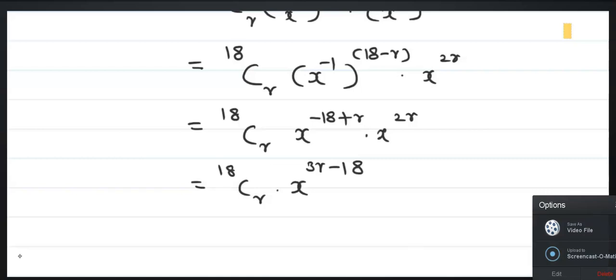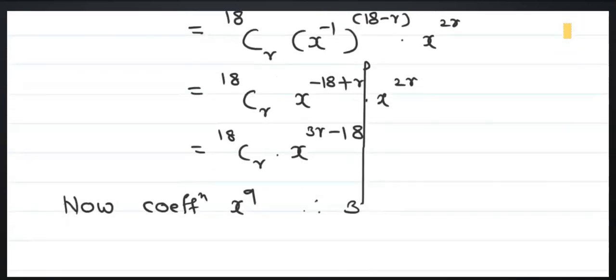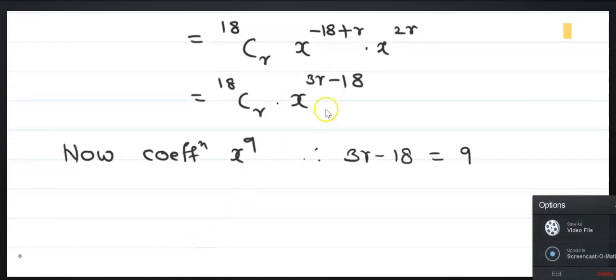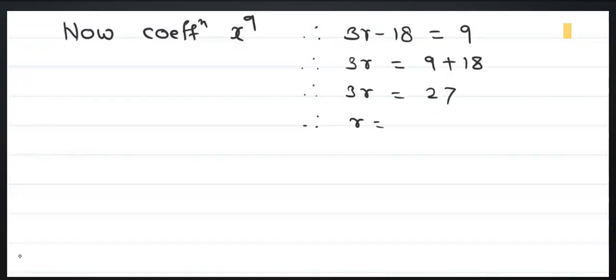Eighteen C r is equals to x raised to 3r minus 18. Now, next calculations. Now, the coefficient of x raised to 9. That is, here we must find 3r minus 18 is equals to 9. Then simplify this. 3r is equals to 27. Therefore, r is equals to 9.